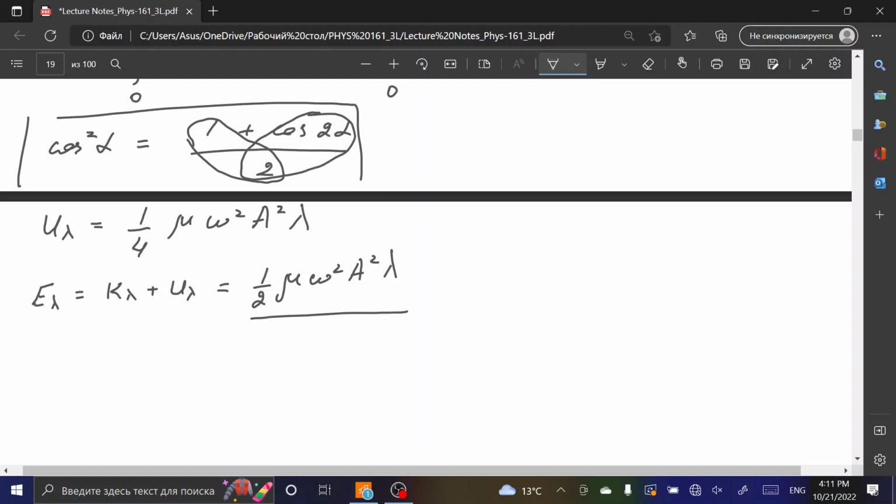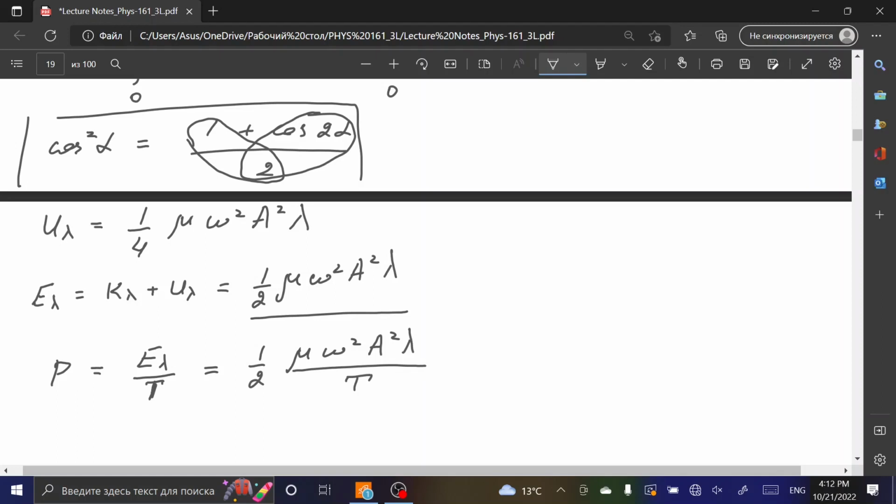So that's why power, which is the rate of energy transfer, energy per unit time, will be equal to energy per one wavelength divided by T, capital T, which stands for the period of the wave. And that will be 1/2 times mu omega squared times a squared times lambda divided by T.